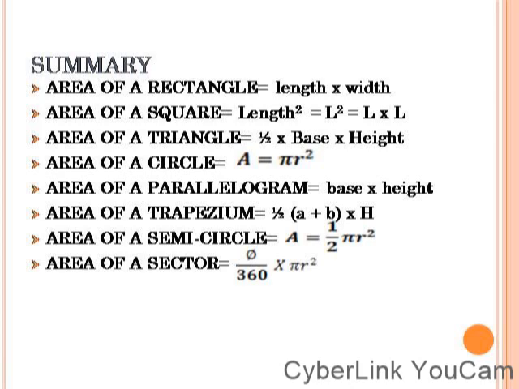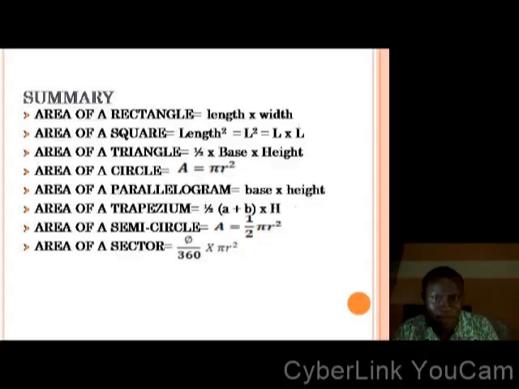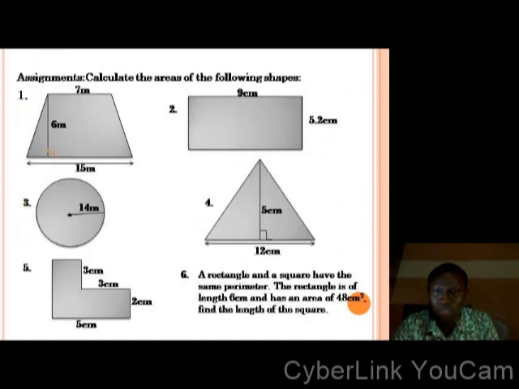Remember, I will ask you questions on the various formulas for calculating the areas of plane shapes. Ensure you grab these formulas, learn them, so that by the time I ask you a question on them, you should be able to give me an answer to that. So here we come to the end of our lesson today, and here are your assignments. You are to calculate the areas of the following shapes.